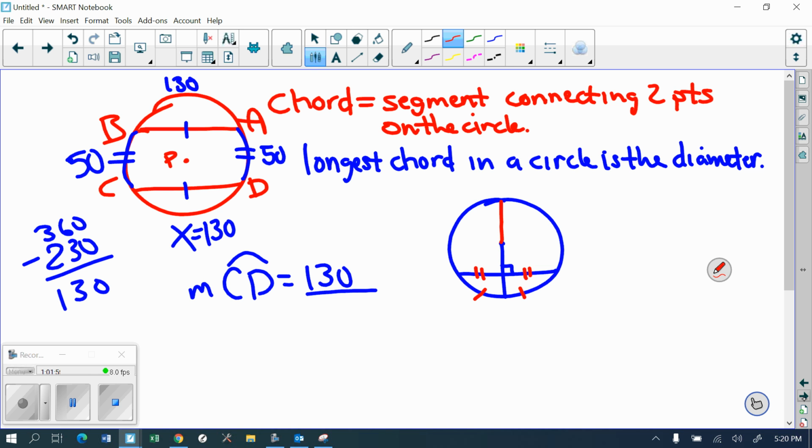Now don't forget, any segment from the center to a point on the circle is a radius. So that segment right there is also a radius, and that segment right there is also a radius. So now I have a right triangle, and they might give me a piece. They might tell me this is 4, and they say the radius equals 5. Well, then I know that's 3 because I have a 3, 4, 5 Pythagorean triple right there. That's another thing to know about chords.